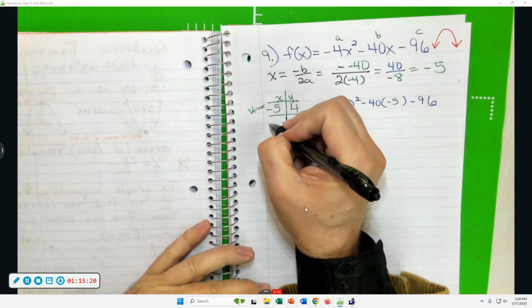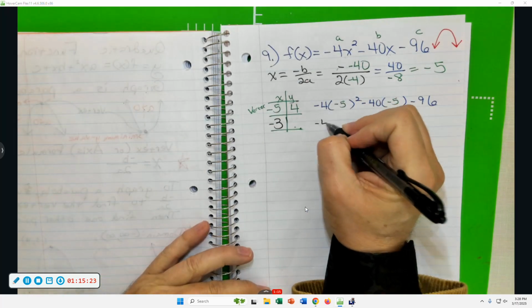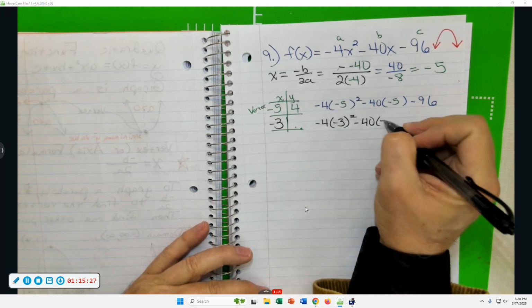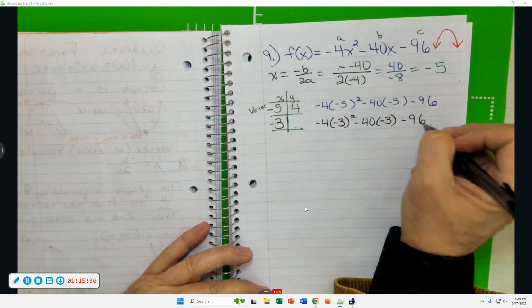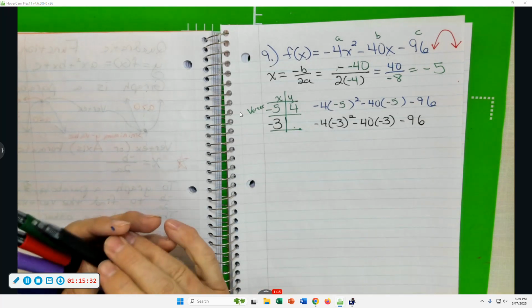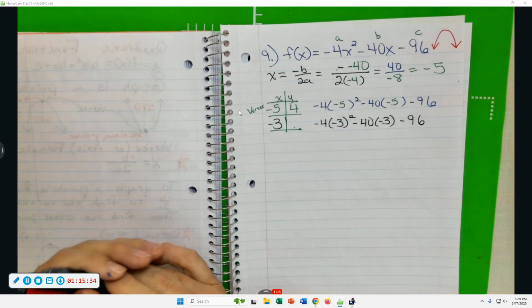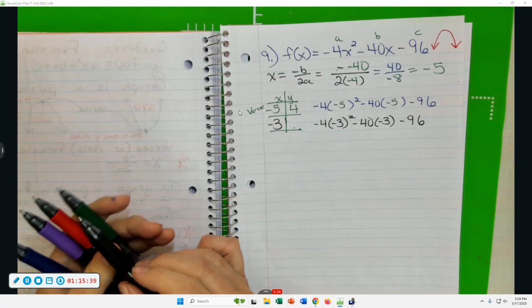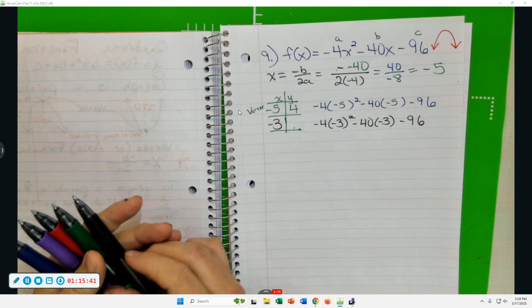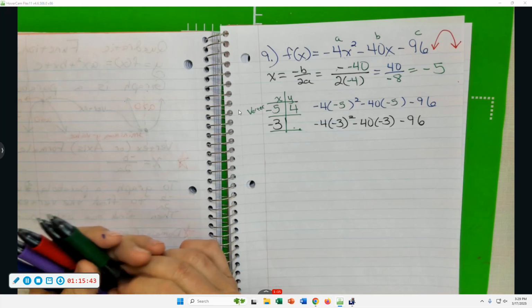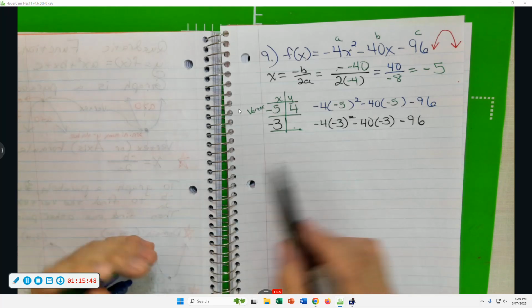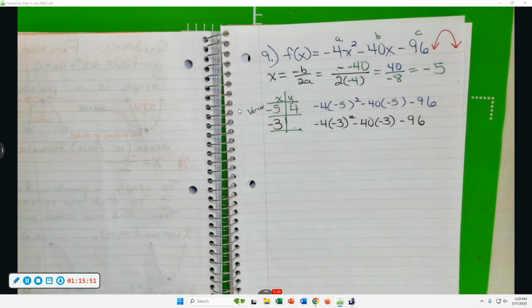Negative 3. So we have negative 4 times negative 3 squared minus 40 times negative 3 minus 96. Let's see, that's what, a negative 36 plus 120 minus a 96. Let's see, 120 minus 96, is that a 24? And what did I say here? I'm getting a negative 12. We better check that. Let's check it.